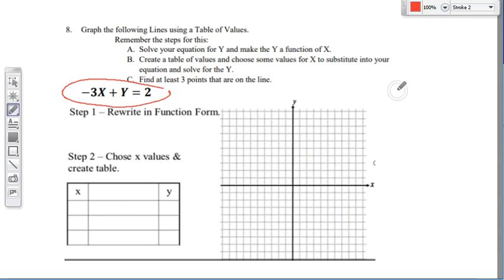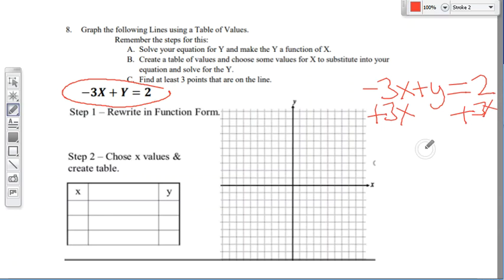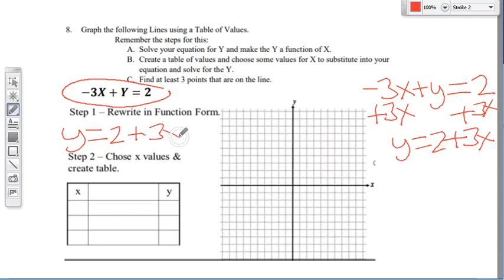Our first step is to take our equation, negative 3x plus y equals 2, and we're going to solve for the y by adding 3x to both sides. So y equals 2 plus 3x. What that does for us is it puts it in function form basically, so that the y is going to be dependent on whatever the x is. So when we pick a value for x, we can simplify this and it will tell us what our y is.